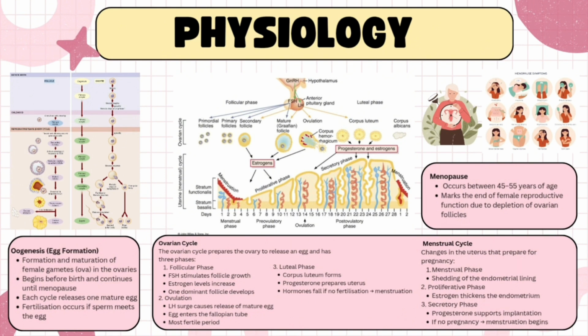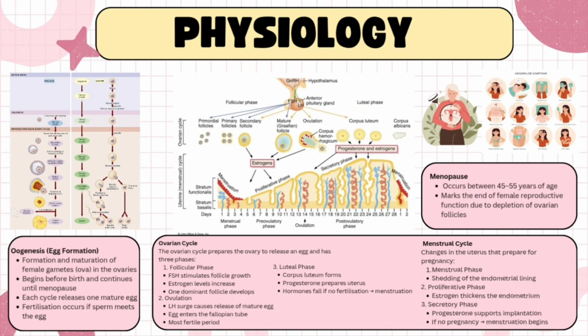Then we have the ovarian cycle, which prepares the ovary to release an egg and consists of three phases. The first one is the follicular phase. During this phase, follicle-stimulating hormone, FSH, stimulates the growth of ovarian follicles. As the follicles grow, they release estrogen and eventually one dominant follicle will mature.